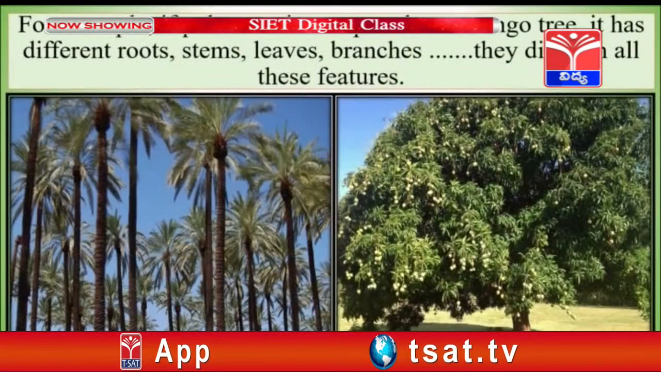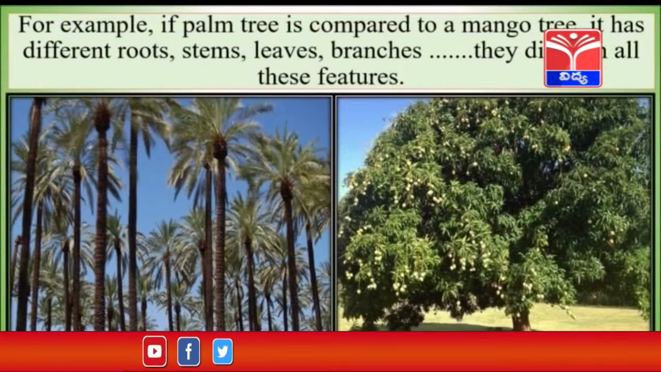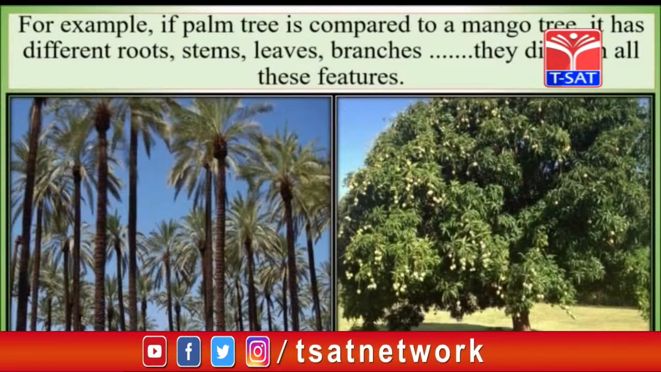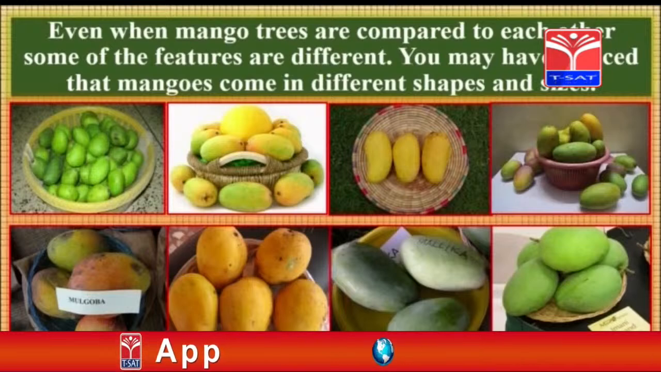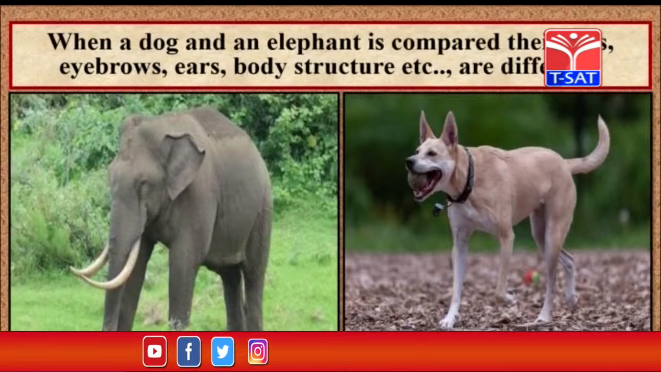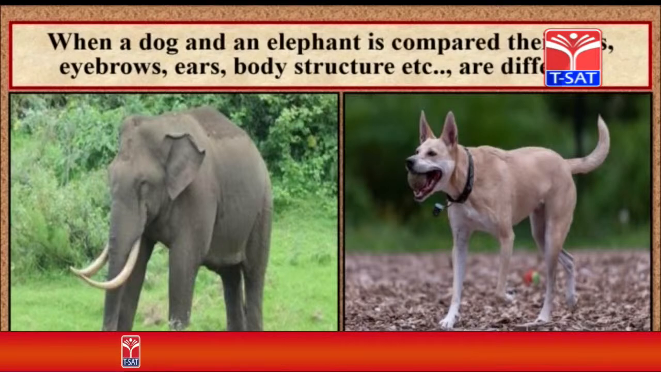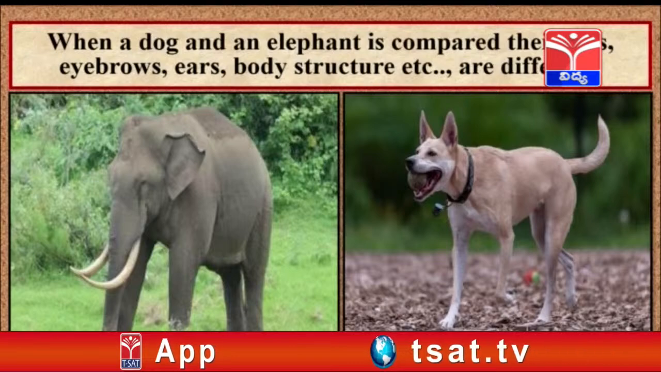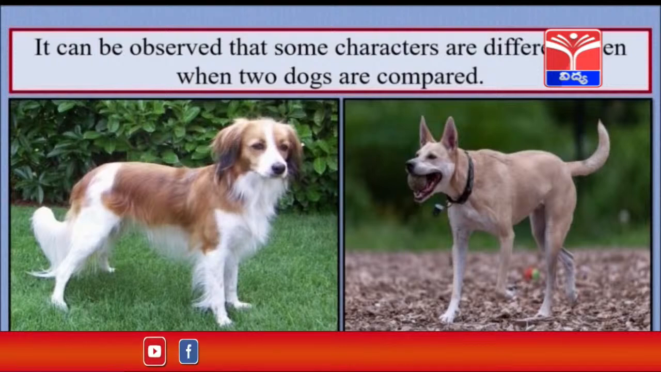For example, if a palm tree is compared to a mango tree, it has different roots, stems, leaves, branches. They differ in all these features. Even when mango trees are compared to each other, some of the features are different. You may have noticed that mangoes come in different shapes and sizes. In the same way, when we look at animals, when a dog and an elephant are compared, their legs, eyebrows, ears, body structure, etc. are different. Even when two dogs are compared, it can be observed that some characters are different.